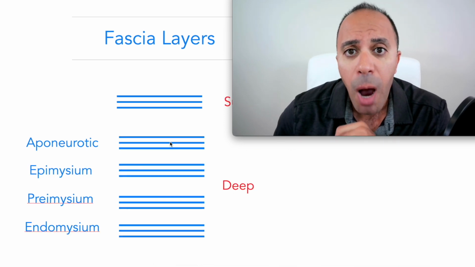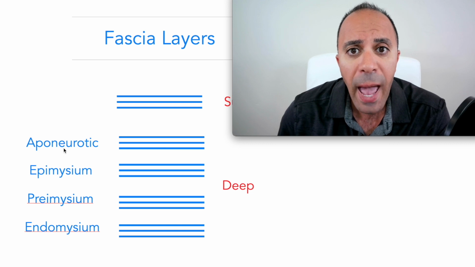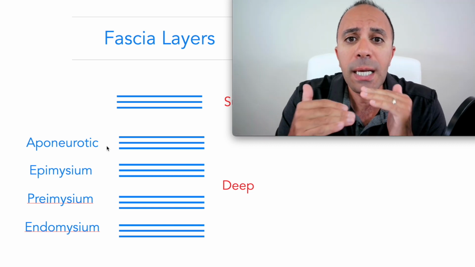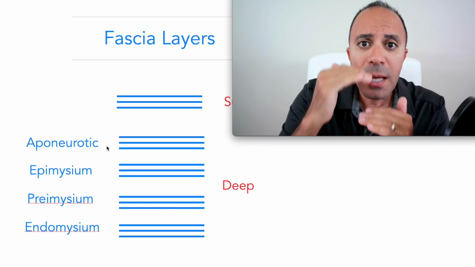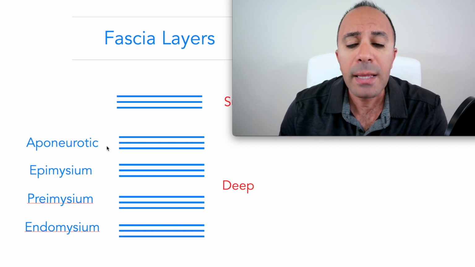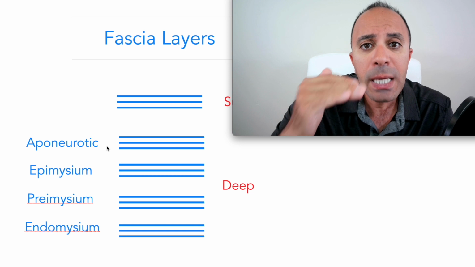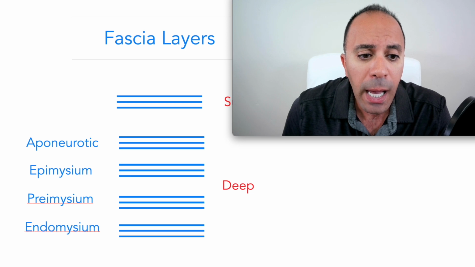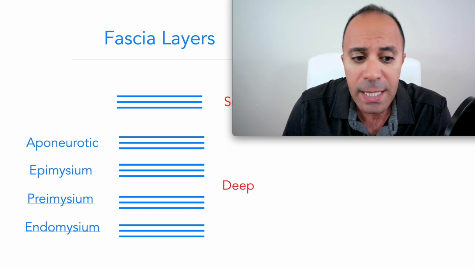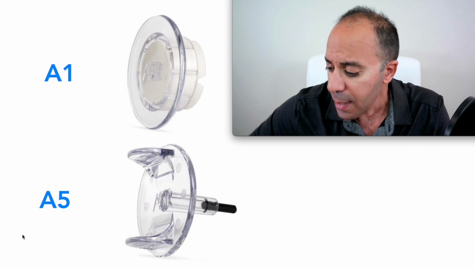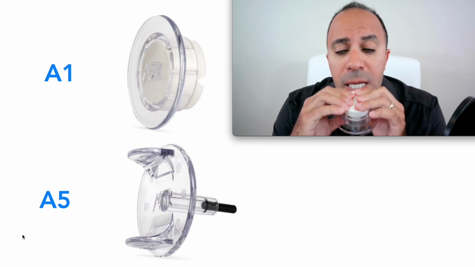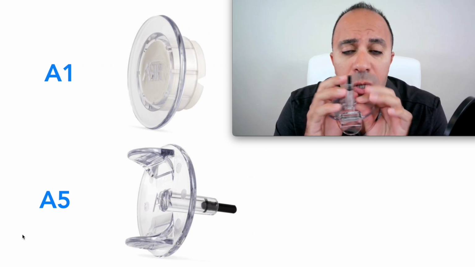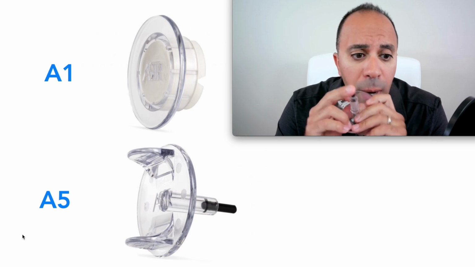To make things more complicated, each of these layers has 1 to 2 subcategories. For example, the aponeurotic fascia layer has 2 to 3 sublayers, and the epimysium has 2 to 3 epimysium layers. That's why the treatment has to release all these layers, otherwise it's not going to be effective enough to really release the whole fascia system. So what I personally do is I use the A1 to release the superficial fascia layer and the aponeurotic fascia layer, and I use the A5 to release the epimysium, perimysium, and endomysium.